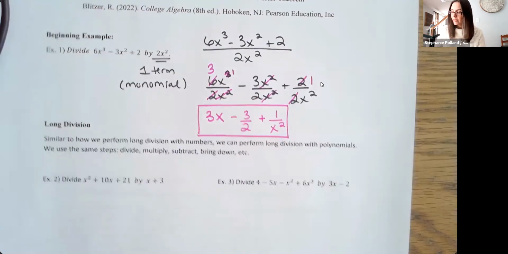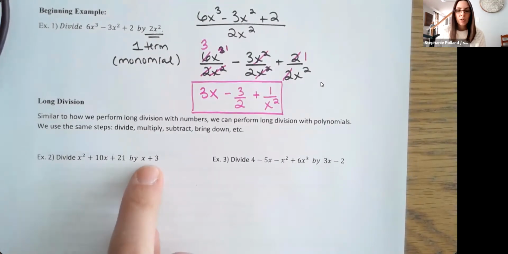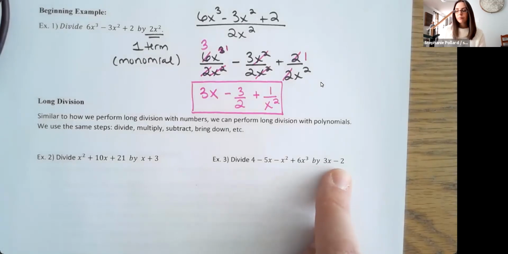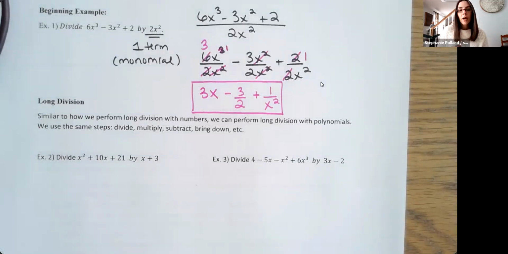So you're going to notice in the next couple examples here, it's not just one term. I have 2 terms, x plus 3, 3x minus 2. So we're going to perform long division here. And it actually works very similar to just regular division with numbers. You divide, you multiply, you subtract, you bring down over and over and over again.